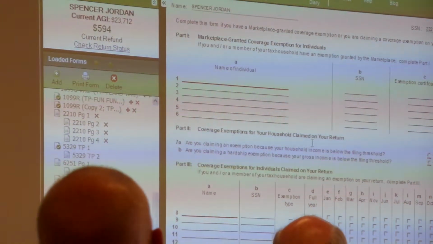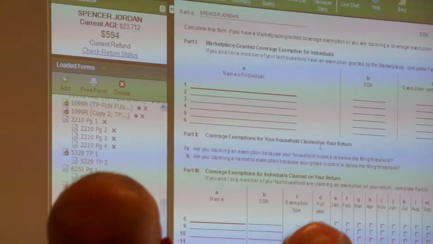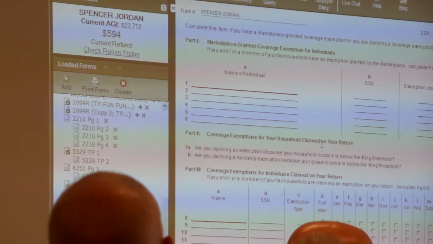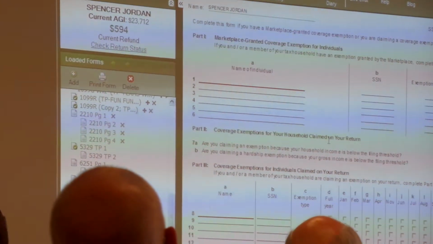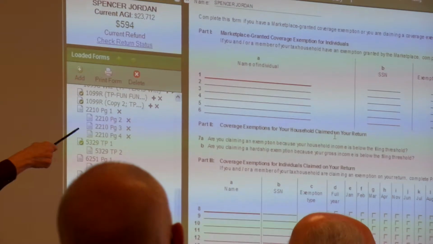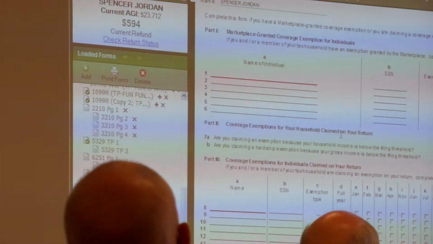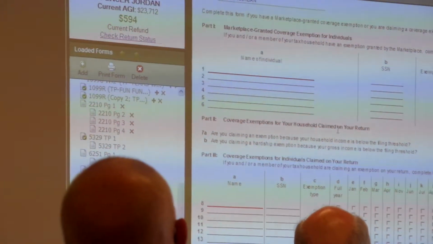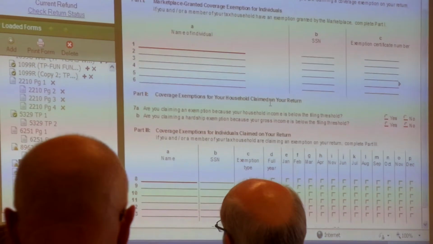Okay. But there's something like 30 exemptions, I believe. Some of them you don't have to apply for. Some of them are only through the marketplace. It's only those that they'll have to have this exemption certificate number on. Now, the list of exemptions that can be claimed on the tax return are here in your handouts.